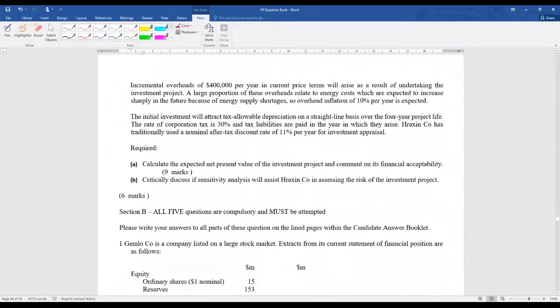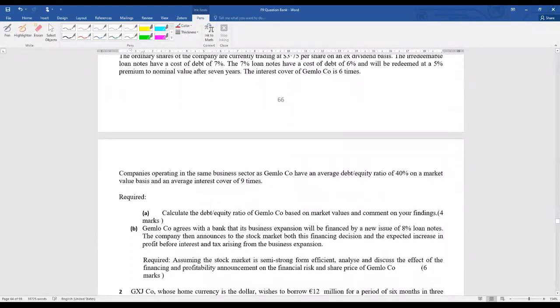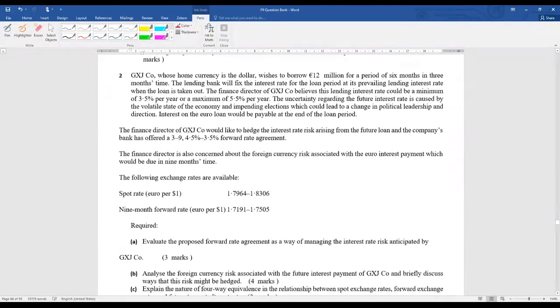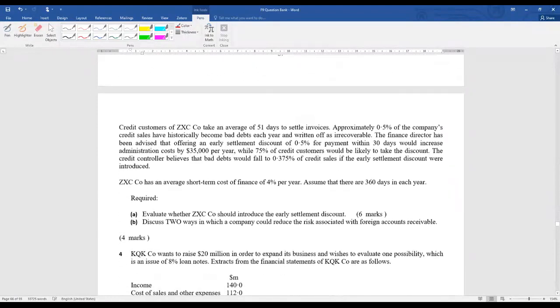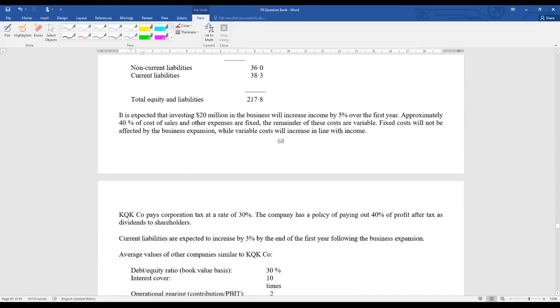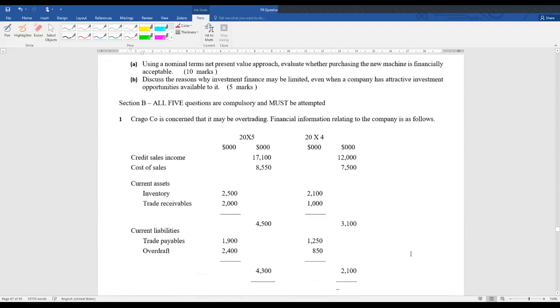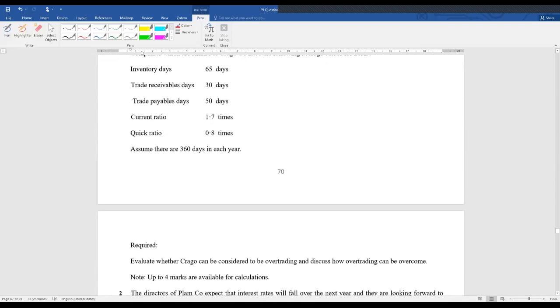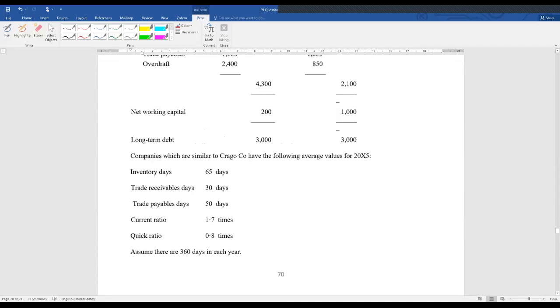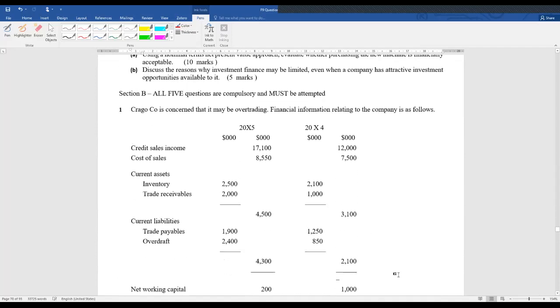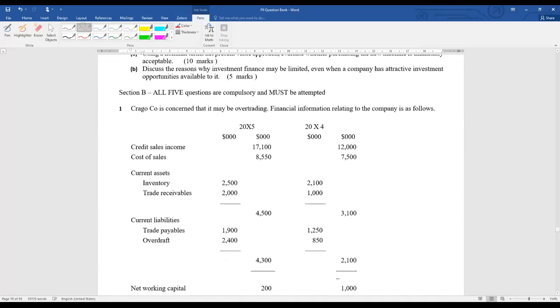It's here. Where could it be? There it is. Page 70, page 71. A company called Krago Company. Page 20, page 21. A company called Krago Company. 2021, Krago Company.